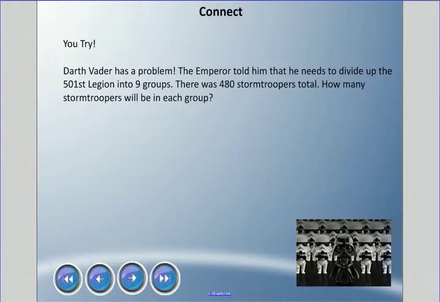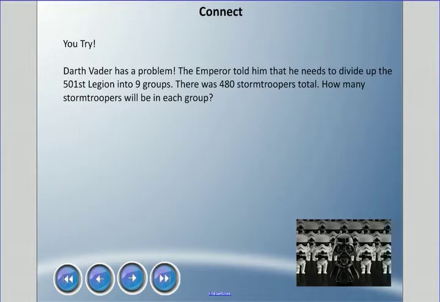So I'm going to get you to pause it here. I want you to help Darth Vader out, and I want to find an answer. So there's 480 stormtroopers total. He has to divide them into 9 groups. How many stormtroopers will be in each group? Use one of the methods I showed you, and press play when you're ready to go.